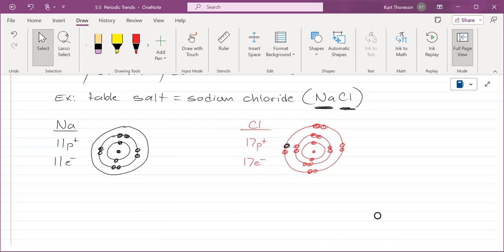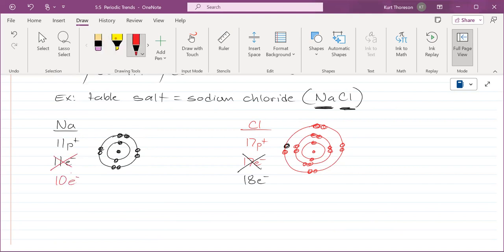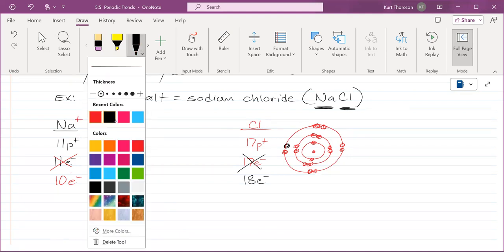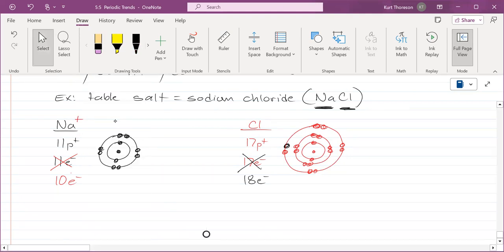Now, what is chlorine's new electron number? 18. What is sodium's new electron number? 10. What is sodium's charge now? +1. Thank you for not just saying positive, Madeline. You said +1. What is chlorine's new charge? And do you remember what I told you to do with the names of the negatively charged ions?